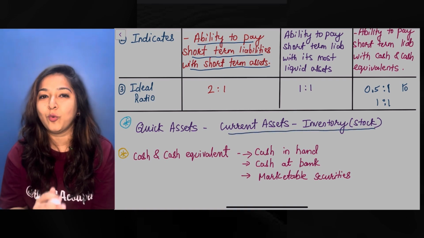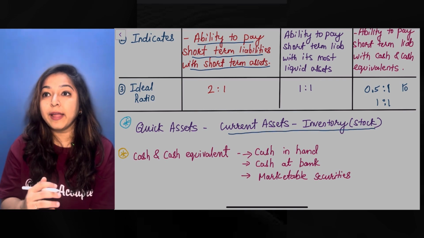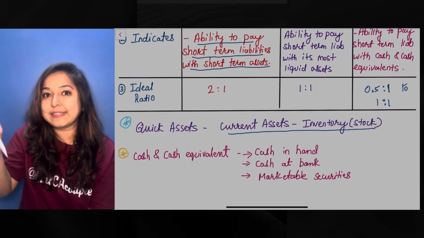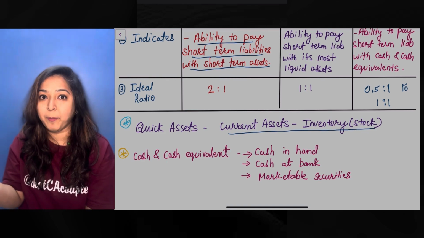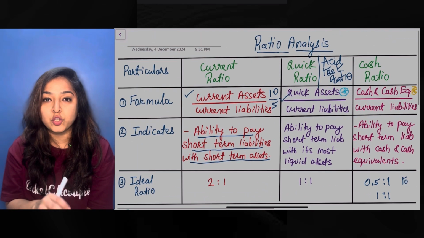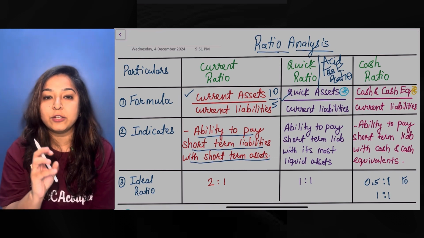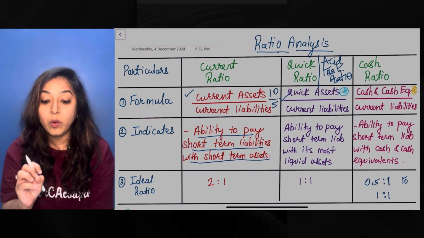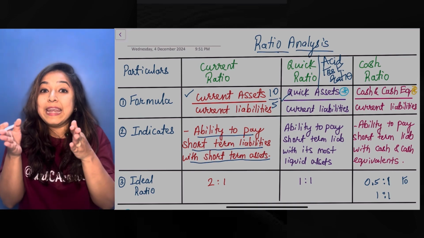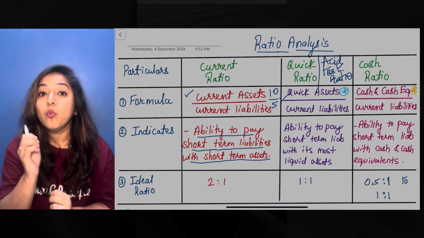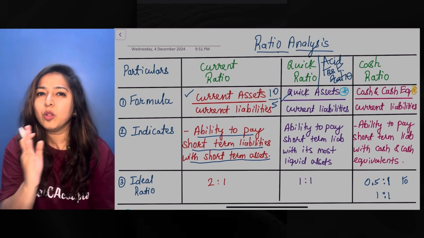So what are we trying to look at over here? We are trying to get better with our liquidity with each progressing ratio that I am taking up. All right, with current ratio, we were talking about the entire current assets and current liabilities, but with quick ratio we've narrowed it down only to quick assets, which means I am excluding inventory.